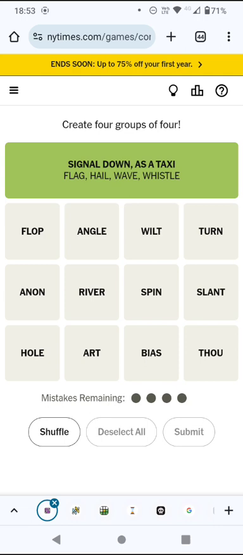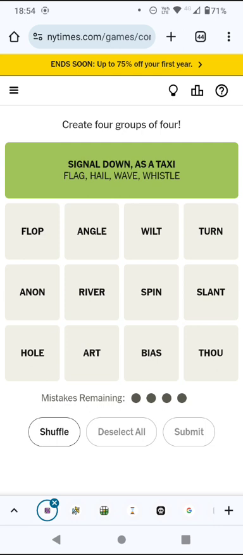What next? We've still got the whole bias and slant issue. Still could be a flop or an angle or a turn. I mean, a turn and a spin are sort of the same. Thou, if it's not going to be something like art thou, as in old words, what else can a thou be? It can go before sand to make thousand. But I don't see how we're going to make a group out of that.